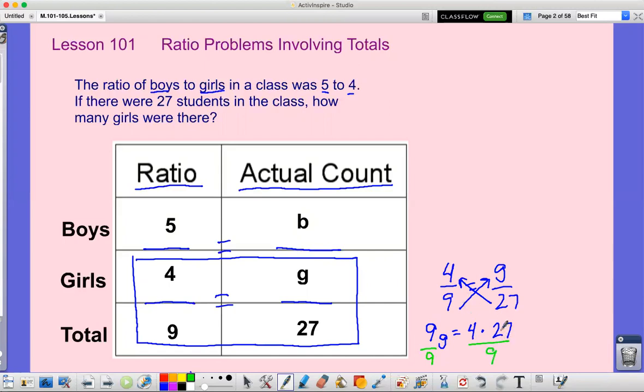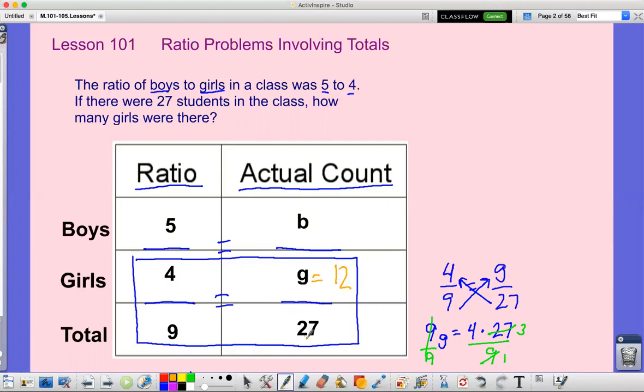And what I'm left with in this case, I can see that 27 and 9 are compatible numbers. These cancel out. This turns into 3. This turns into 1. Now all I'm left with is up here. That cancels it out. So G equals 4 times 3 divided by 1. So that means G equals 12. So that means there's 12 girls.